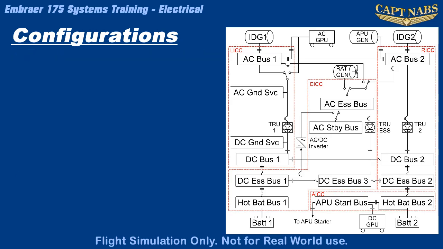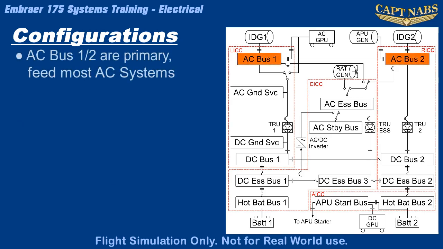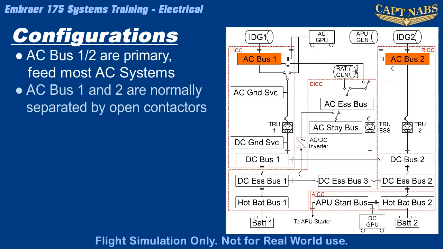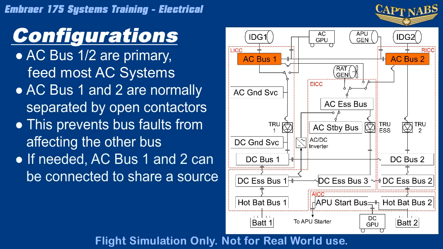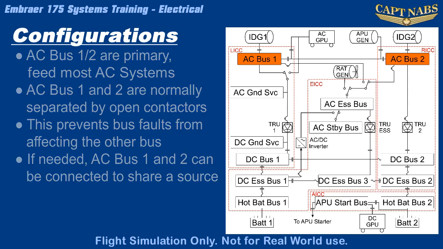The bus system consists of AC and DC buses which serve different purposes as indicated by their names. For example, AC Bus 1 and AC Bus 2 are the primary buses that feed AC power to most systems, usually from IDG1 and IDG2 respectively. Normally, buses 1 and 2 are not directly linked so that a problem with one source or a fault in one bus does not affect the other bus. However, each bus can be fed by other sources according to a power hierarchy, depending upon the available sources.